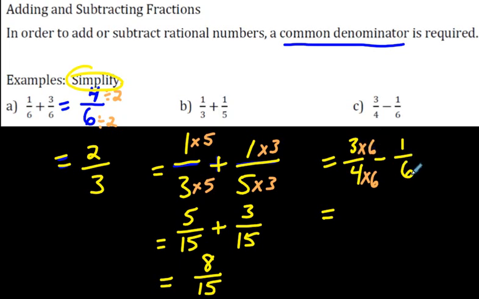And over here, this 6, what do you see across here? Well, there's a 4 there. So times the top and the bottom by the 4. Let's see what we get.